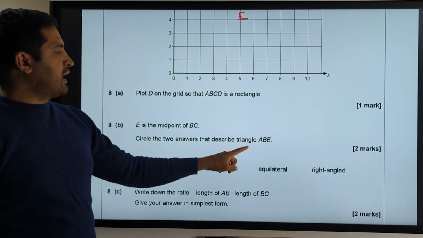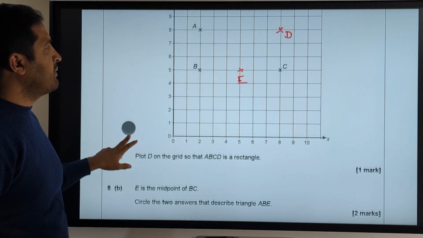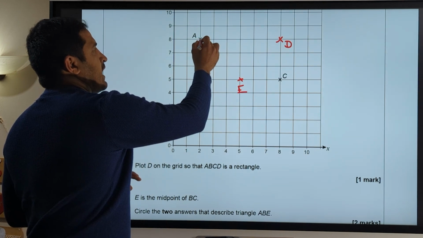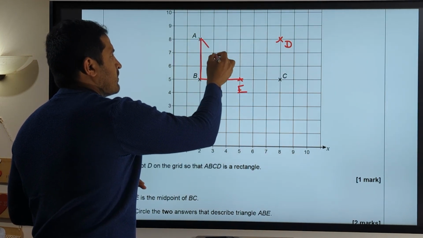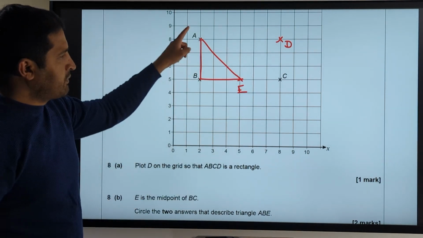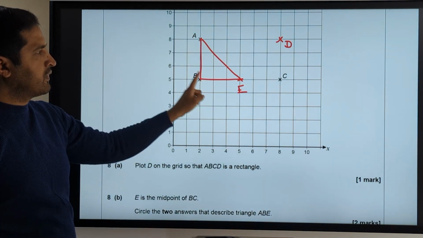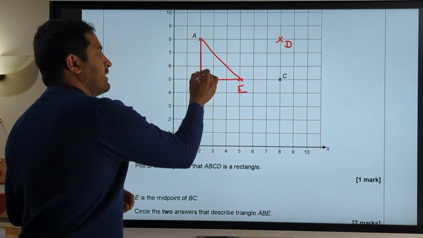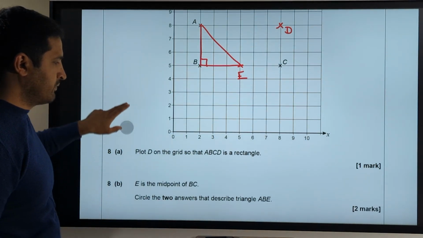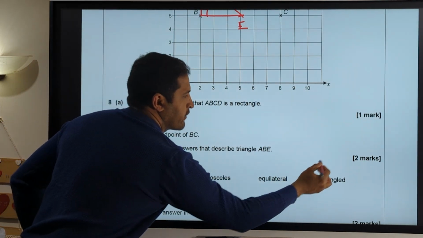Circle the 2 answers that describe triangle ABE. So if I make a triangle ABE, that's this one here. So that's my triangle ABE. Okay, what type of triangle is that? One of the things you can easily say is this is a right angle triangle. So that's a right angle triangle.